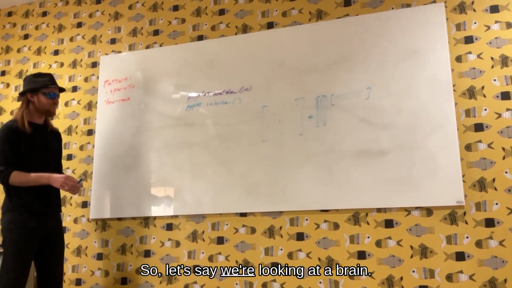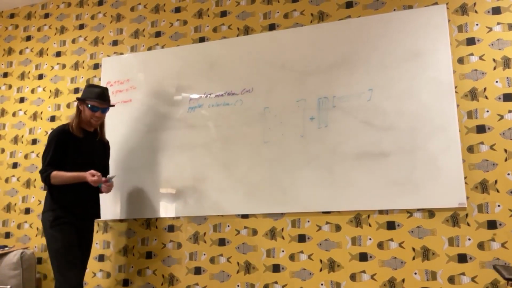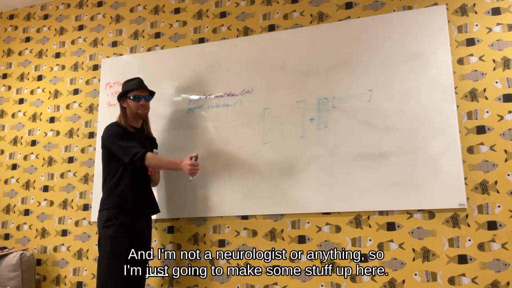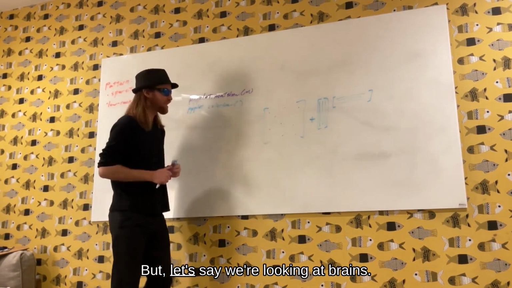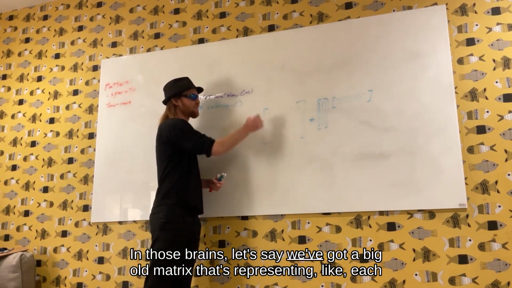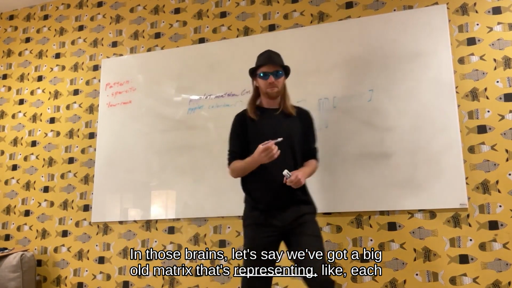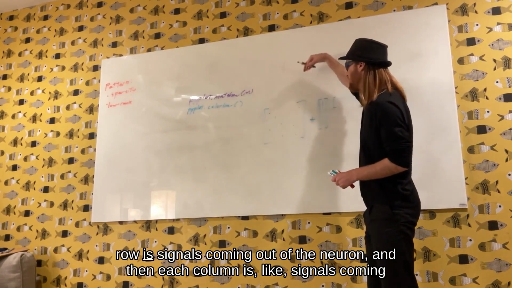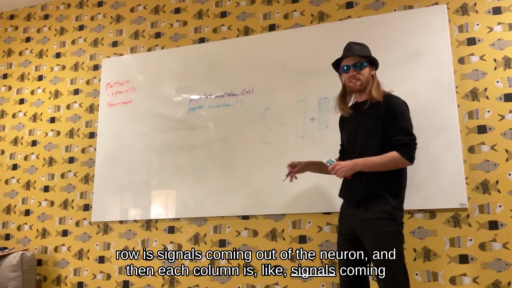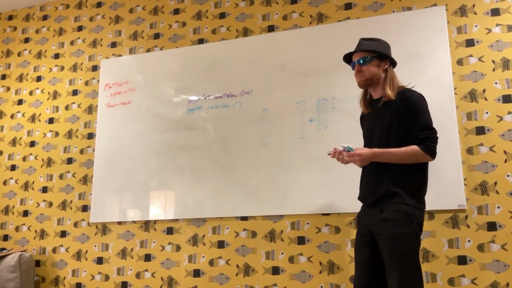So, let's say we're looking at a brain, and I'm not a neurologist or anything, so I'm just gonna make some stuff up here. But let's say we've got a big old matrix where each row is signals coming out of the neuron, and each column is signals coming in or something like that, right?